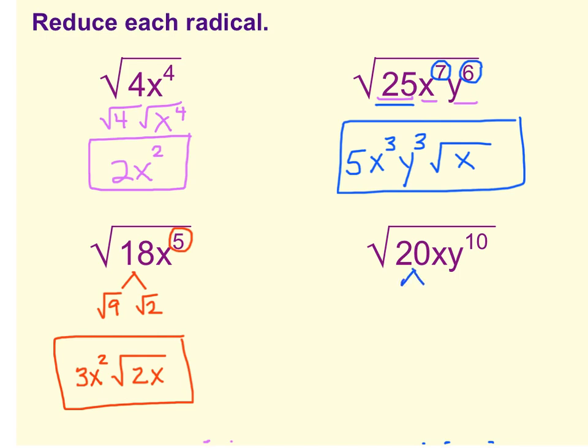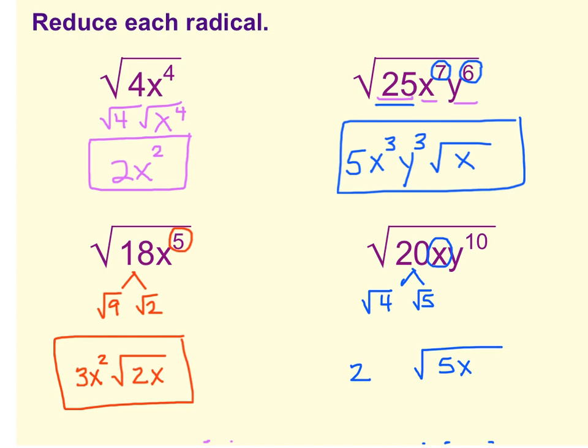All right, next one, square root of 20. Let's break it down. We can break it down into a 4 and a 5. So the square root of 4 is 2. I'm going to leave some space, square root of 5. Now, the square root of x, like I said before, you have to have at least 2 of them to take the square root. So that x, you can't square root it, so that stays.